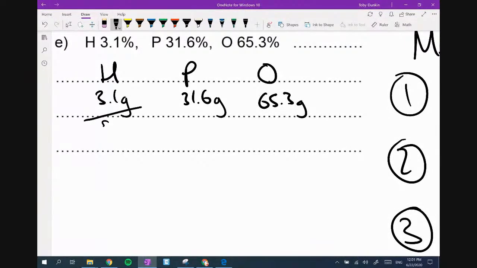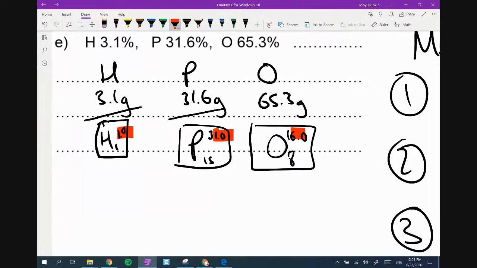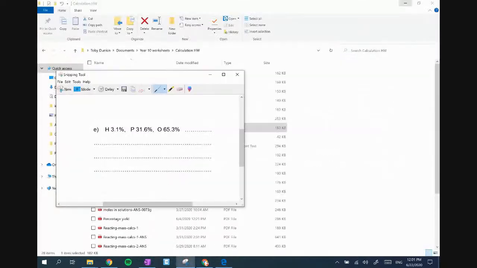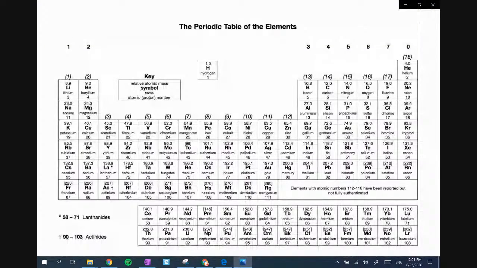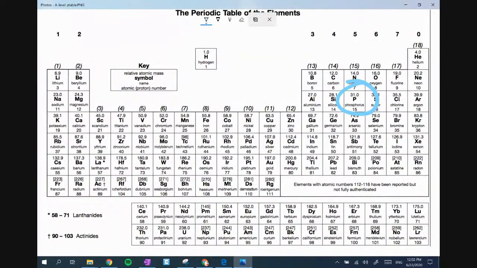So hydrogen on the periodic table is 1 and 1, so we're dividing it by 1.0. Phosphorus is number 15 and 31.0, I believe. I'll check that in a sec. And oxygen, of course, is 8 and 16.0. So we're dividing them by their atomic masses because we are counting atoms. I'm just going to quickly check phosphorus, I haven't seen phosphorus on the A-level table in a while. Should be 31.0. There you go, 31.0 for phosphorus.